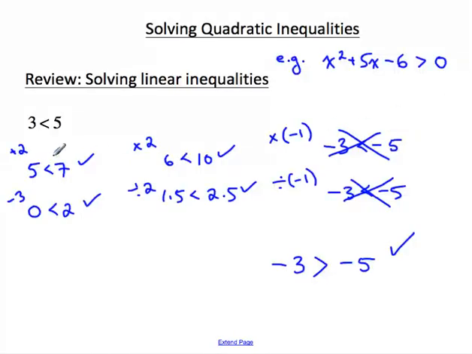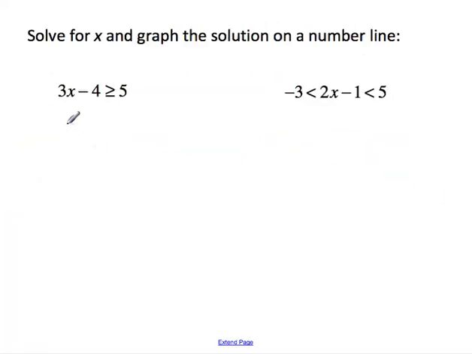So if we look back here, we can add or subtract any number and multiply and divide by positive numbers without doing anything to the sign. But as soon as we multiply or divide by a negative number, we have to reverse the sign, flip it around, in order to maintain the truth value of the statement. So now let's look at some examples. We're going to solve these linear inequalities and then graph the solution on a number line.